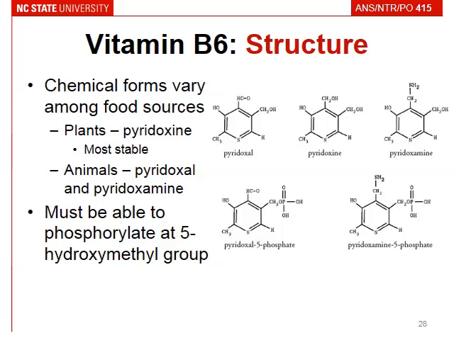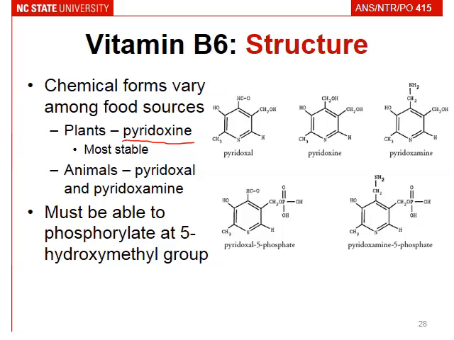So the structure of B6 with these different chemicals really depends on the source. The primary source from plants is going to be pyridoxine, and this is also the most stable of all the B6 compounds. And then our animal products are going to have pyridoxal and pyridoxamine. And you can see here the differences.